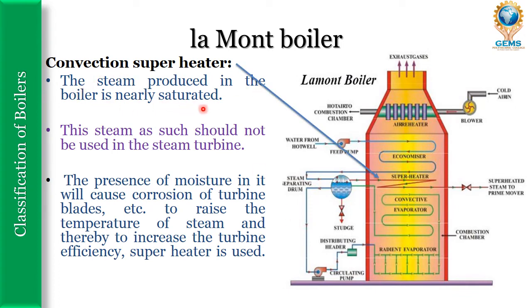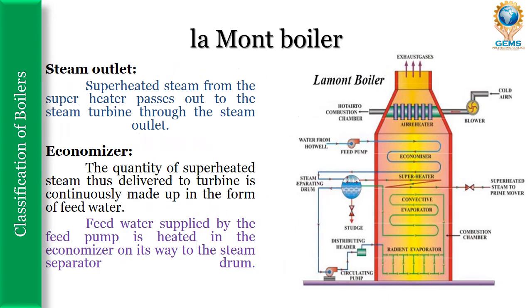So this is the convection superheater. The steam produced in the boiler is nearly saturated. This steam as such should not be used in the steam turbine, because the presence of moisture in it will cause corrosion of turbine blades. In order to raise the temperature of steam and thereby increase the turbine efficiency, a superheater is used.